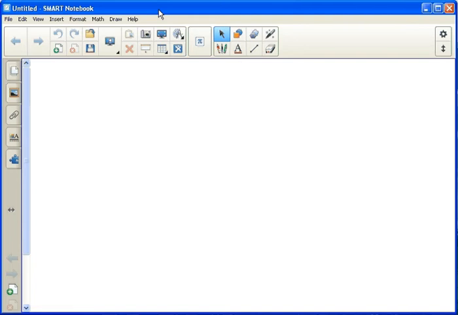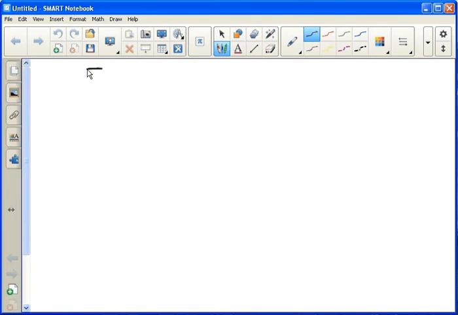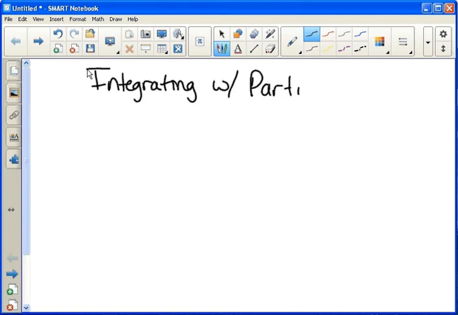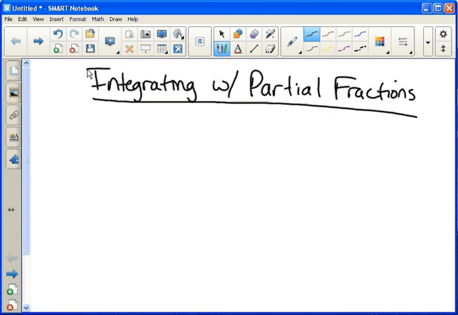The last main method we're going to learn for integration in Calculus BC is integrating using partial fractions. And again, this allows us to solve some integrals that we could not previously using the rules we've learned thus far. So I'm just going to dive in with an example so we can just see how it works. And we're going to start with the integral of 1 over x squared minus 5x plus 6.